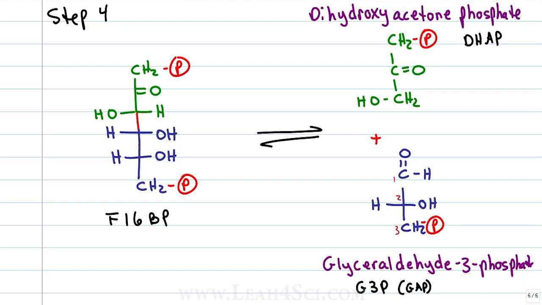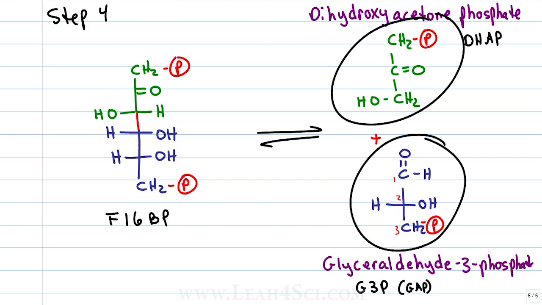Now here's the problem with step 4. Pyruvate, our ultimate goal, is one molecule. In order to get to pyruvate, we need glyceraldehyde 3-phosphate, but when we broke this molecule in half, every glucose gave us one good G3P and one unusable DHAP, dihydroxyacetone phosphate.